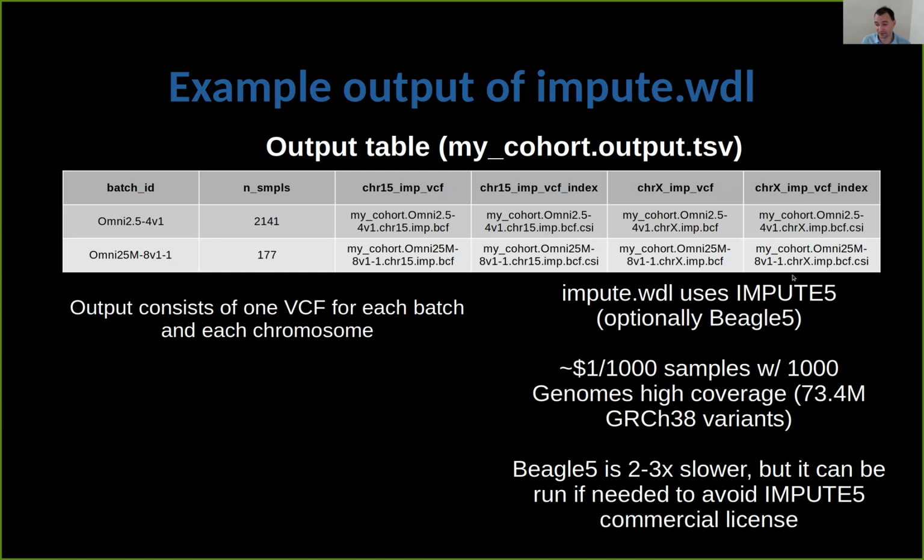The pipeline, as I said, uses IMPUTE5 to run. Optionally, use Beagle5 if you need to run it in a commercial setting and you don't have a commercial license for IMPUTE5. But IMPUTE5 is free for academic research. And the cost, if you use the Genome Project reference panel, is about $1 per 1,000 samples when you run it in Google Cloud.